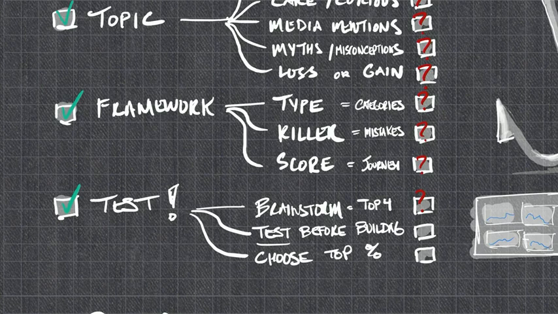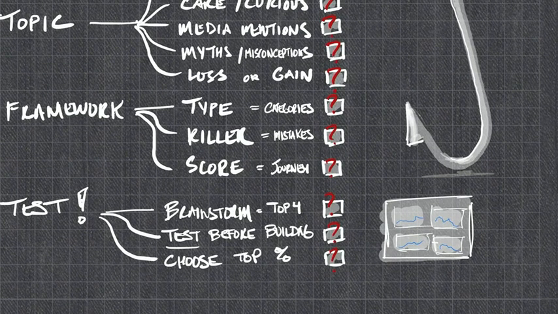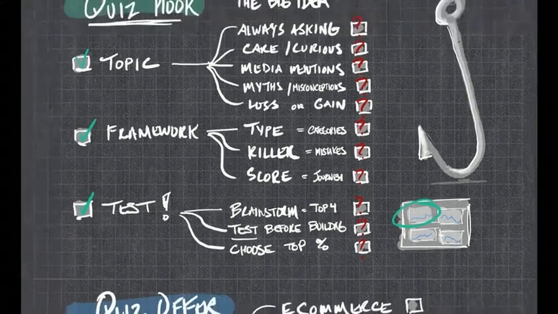This is how you have such a high success rate when you follow this process, as opposed to doing what most people do, which is they come up with an idea and they say, I'm going to try it. Let's do it. So we test before we build. We choose our top performing quiz, and then we go forth and we build it once we've decided and determined which one is the winner of our top ideas.